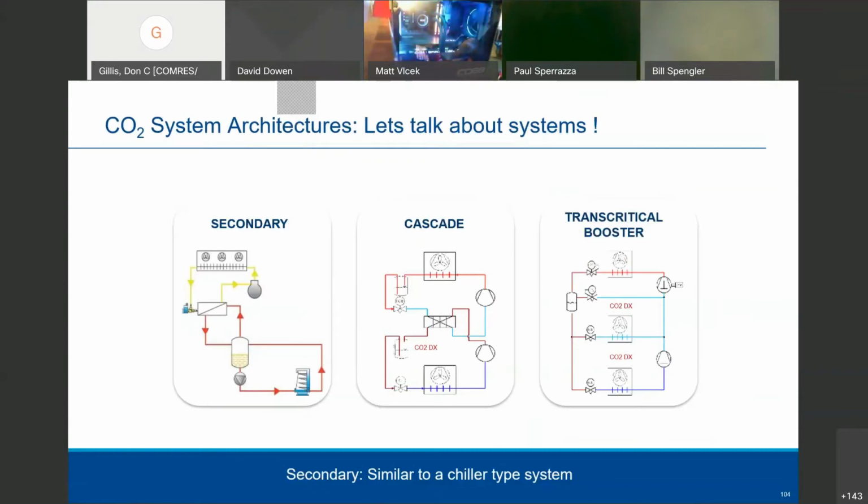So I'm going to talk a little bit. I've got a slide or two on secondary, cascade, and transcritical boosters. Again, this is probably a refresher for a lot of you. For those of you that missed it a couple weeks ago or didn't see Andre's presentation, this may be new to you for the first time.